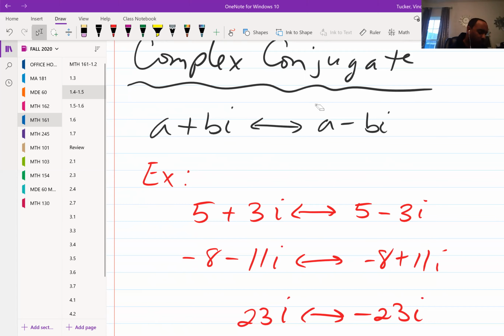Can I ask something? Sure. The sign in the middle changes. What about the sign in the middle? I missed the first part. So for example, why -8 doesn't change into +8? Right. It's just the sign of the imaginary part. Oh, okay.